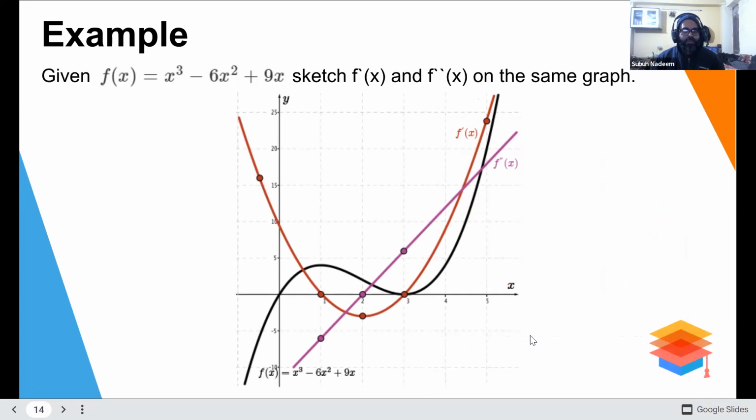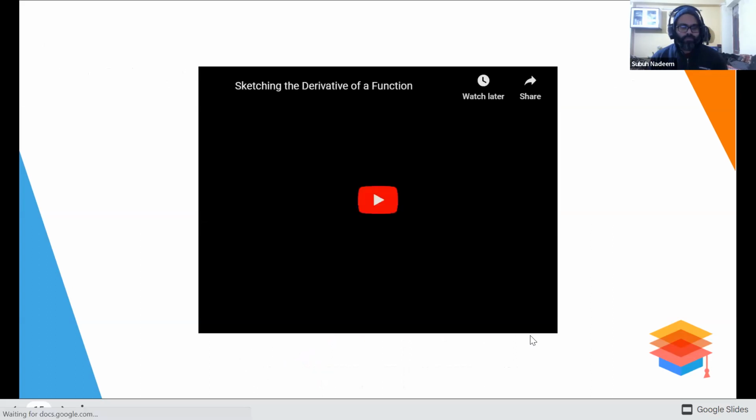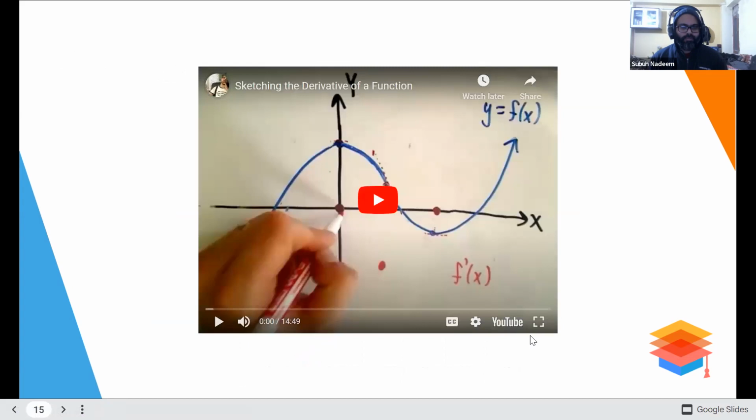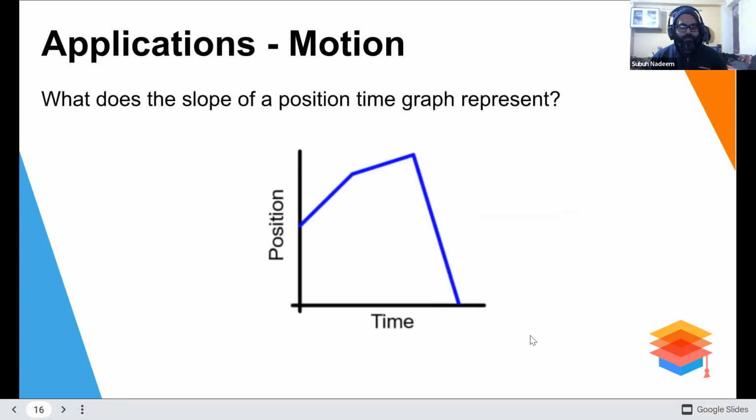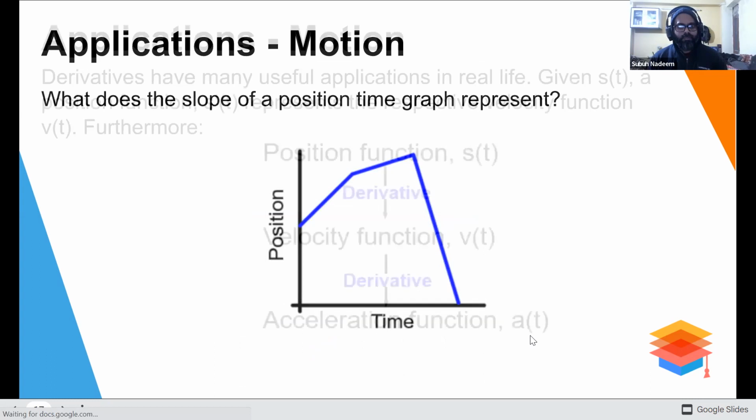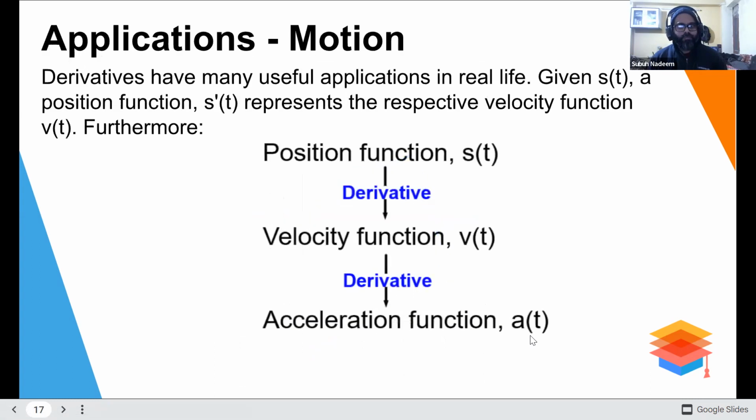And this is the double derivative. The derivative of 3x squared minus 12x plus 9 will give you 6x minus 12. This is 6x minus 12, a straight line. And this you can read on your own.